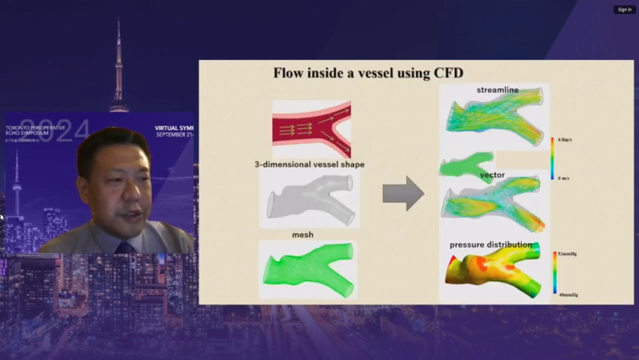The analysis region of interest is divided into small regions called meshes. Within each mesh, the conservation equations for flow rate and momentum related to blood flow are approximately solved by a computer, obtaining blood flow velocity and blood pressure information at each mesh point. Since it's not easy to obtain an exact solution to the Navier-Stokes equation, the fundamental equation of fluid dynamics, approximate solutions are obtained using a computer.